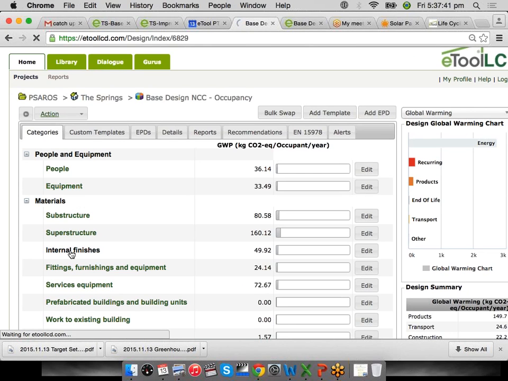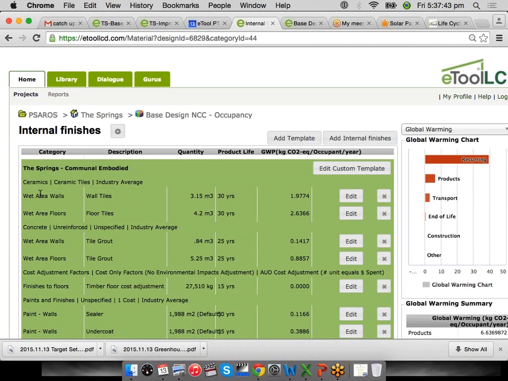internal finish, what I said before, and then wall tiles. This is for the wet area. We know the wall tiles. We know how much wall, the volume of the product. This is the product life. So we assumed average life of a wall tile to be 30 years.